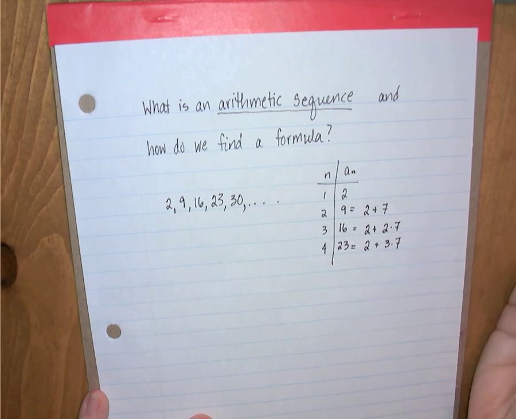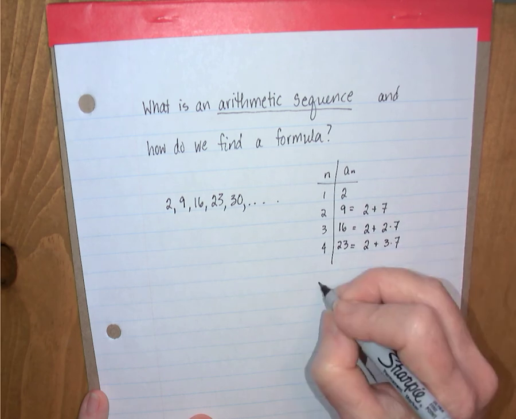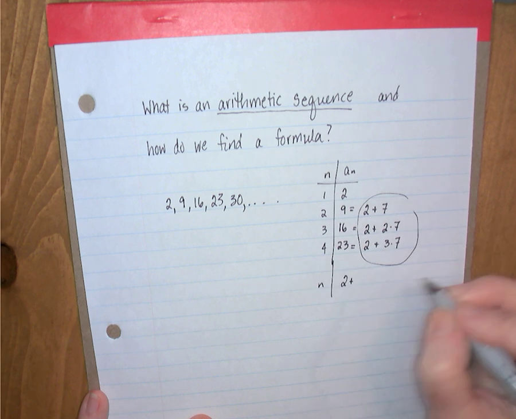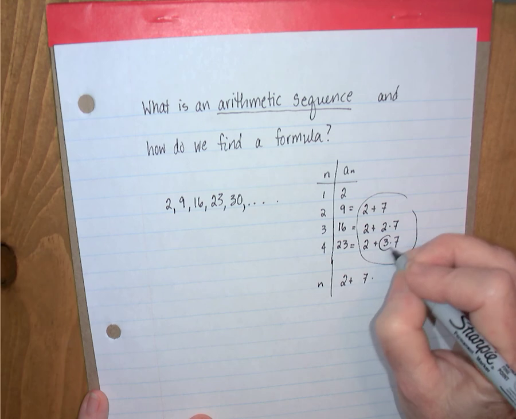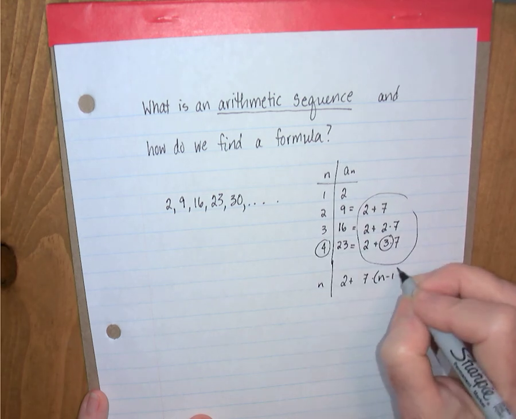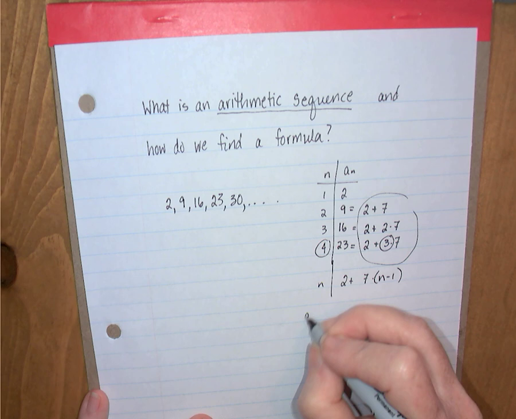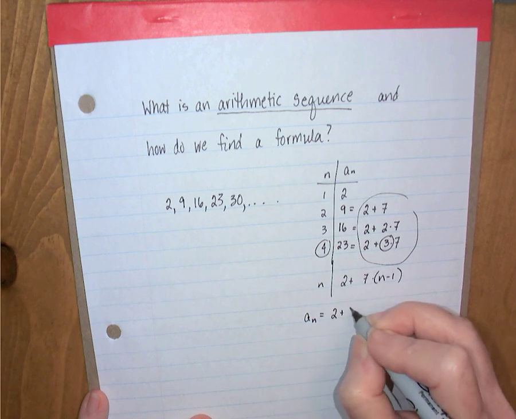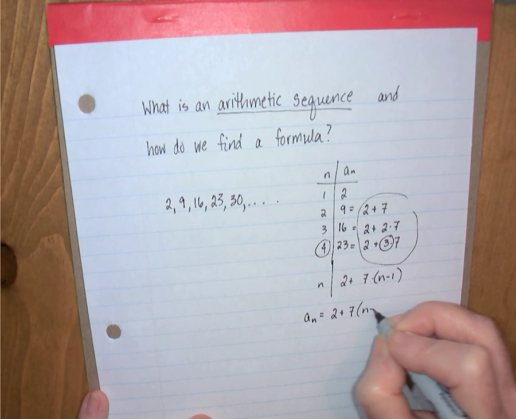And it just works. And what you can see is what stays the same every single time here is 2 plus 7 times something. And that something is always 1 less than the n. So this is 7 times n minus 1. So you would say the a sub nth, the nth term, is 2 plus 7 times n minus 1.